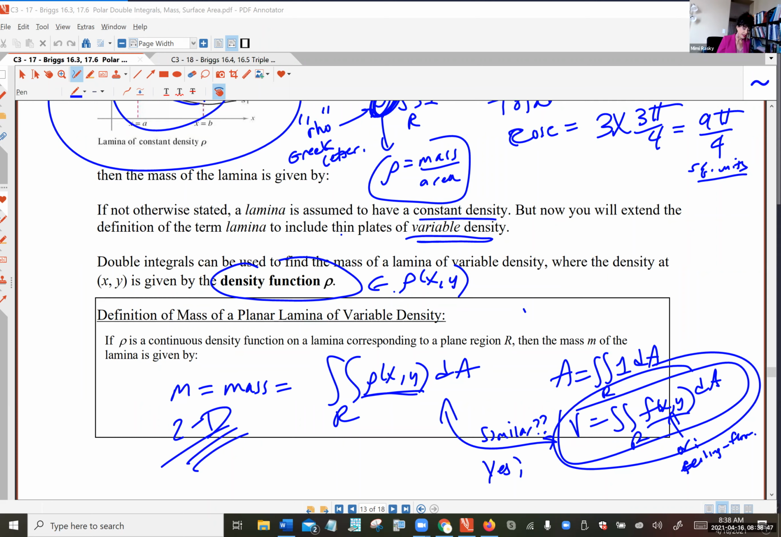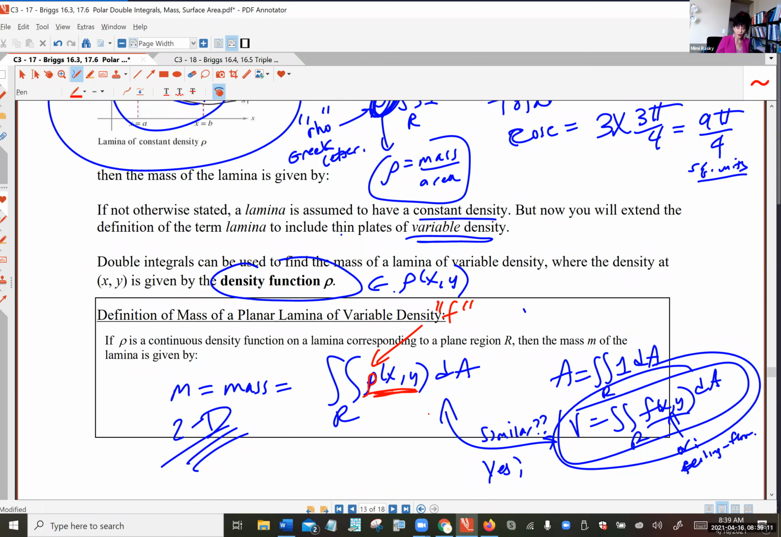But if the density is variable, then you'll want to put the function for the density. We're calling it rho. Rho is a Greek letter. You may see this as F instead, F or rho, depending on the problem or the textbook. It's just a function. You stick that in the integrand, and then you set up the double integral where the region of integration is your lamina.